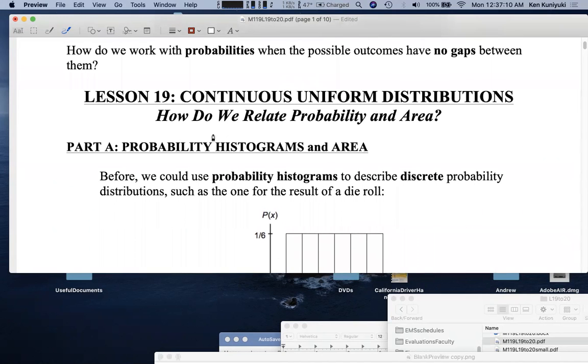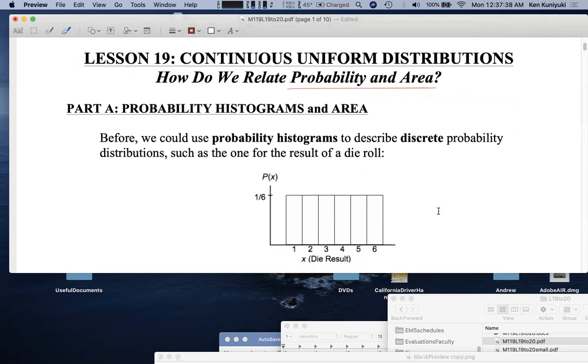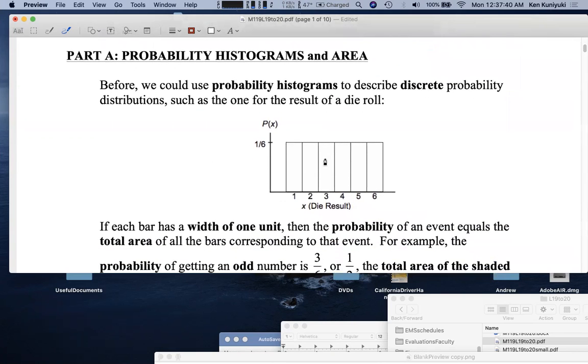Now in lesson 19, we're going to start with continuous uniform distributions, which are the most basic category of continuous distributions. And we're going to discuss the relationship between probability and area. Basically, in pictures like these, there's a direct relationship between areas and probabilities. In fact, areas are probabilities. And we can talk about that even in the context of discrete probability. While we're at it, let's review these examples from discrete probability. So in part A, we'll discuss probability histograms and ideas of area.